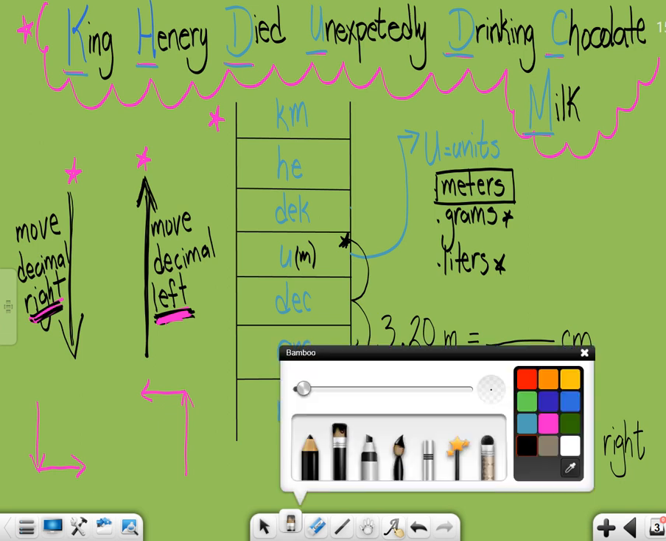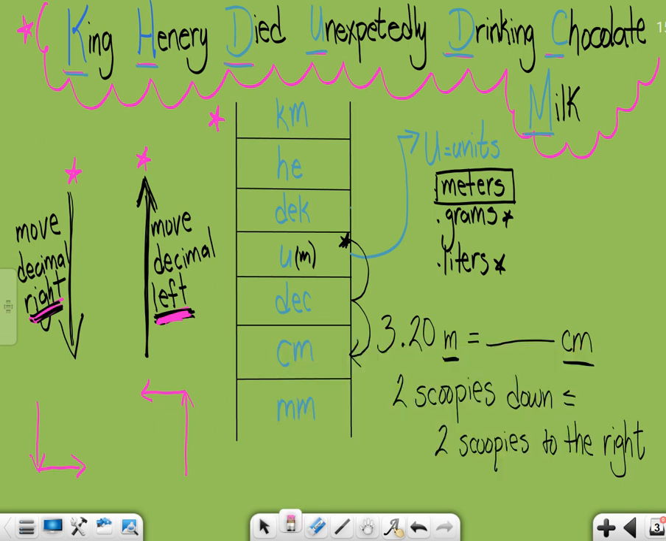I'm going to now, and I'll change the color. Okay, I'm going to apply this rule. You said 2 Scoobies to the right. So I start at the decimal. This time it's not an invisible decimal, right? It's not an invisible decimal. I actually have 3 wholes and 2 parts of a whole, right? So there's no invisible.